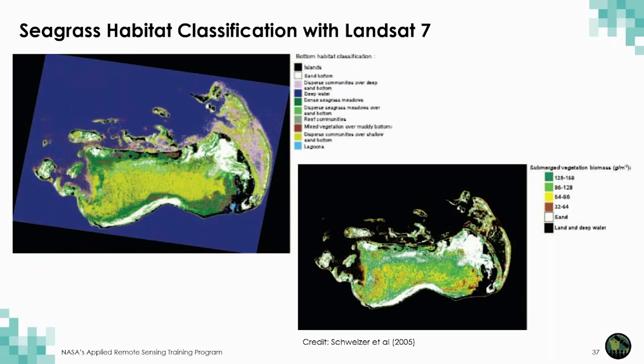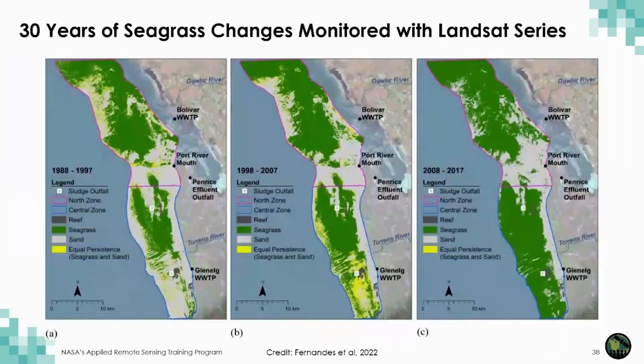We will have the opportunity in session 3 of this webinar series to listen to Dr. Roy Armstrong as an invited speaker, who was actually one of the co-authors of this paper that I'm mentioning, and who was in fact one of the first to use Landsat data to quantitatively estimate seagrass biomass back in 1993.